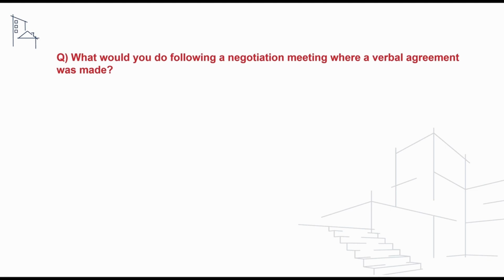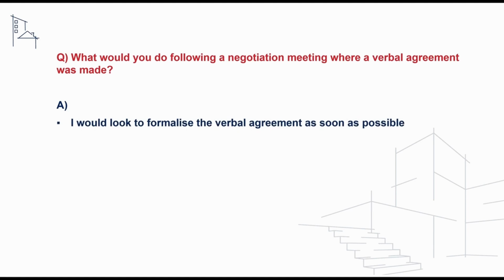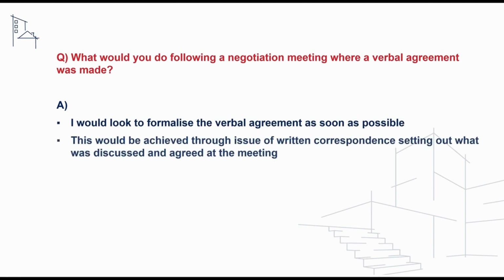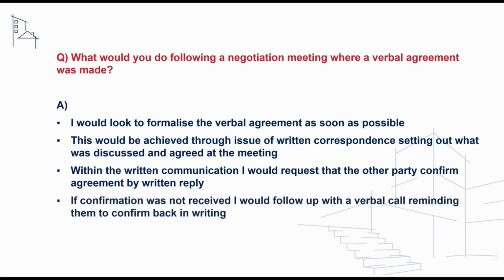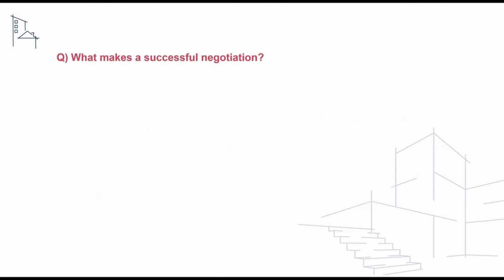The next question we'll take a look at is, what would you do following a negotiation meeting where a verbal agreement was made? And to address this, we would need to say that we would look to formalise the verbal agreement as soon as possible. This would be achieved through issue of written correspondence setting out what was discussed and agreed at the meeting. Within the written communication, we would request that the other party confirm agreement by written reply, and if confirmation was not received, we would need to follow up with a verbal call reminding the other party that confirmation in writing is still required.